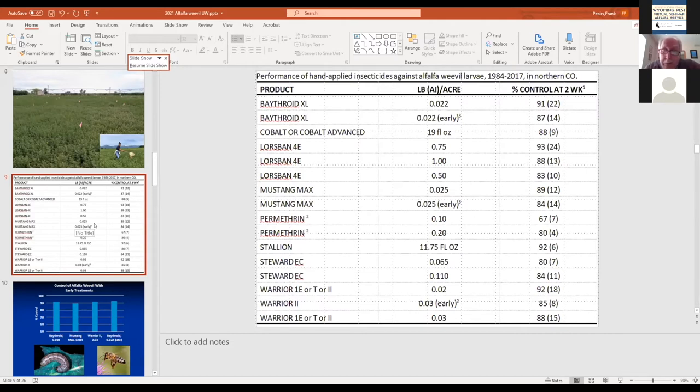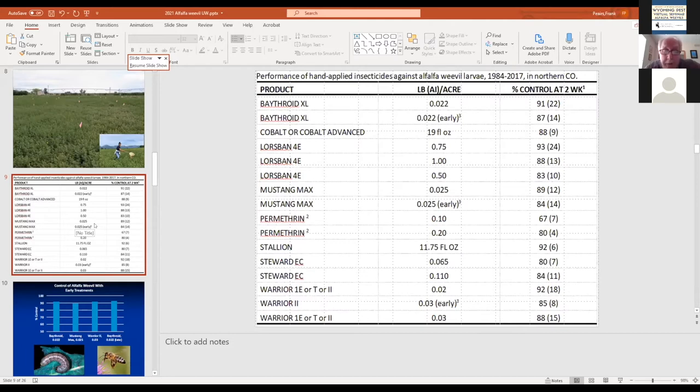So for example, if you go down to permethrin at 0.2 pounds, we've only made that observation 4 times, compared to looking at the high rate of bathroid. We've done that 20 plus times. So we think that's a pretty reliable estimate of efficacy. You'll also see that several treatments have an early timing as well. And I will get back to those in a minute.